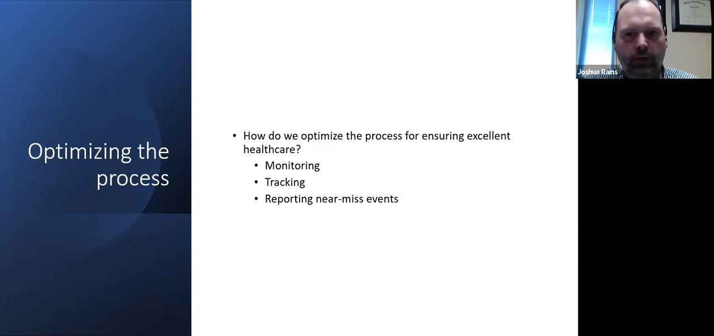And then here it is again, reporting near-miss events. And it's just for what I said earlier. Just because it didn't reach the patient this time doesn't mean it won't next time. So if you want to optimize your process, put in a process which will prevent it from happening at all, like a fail-safe.